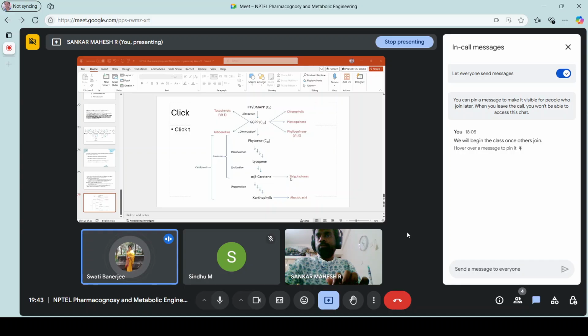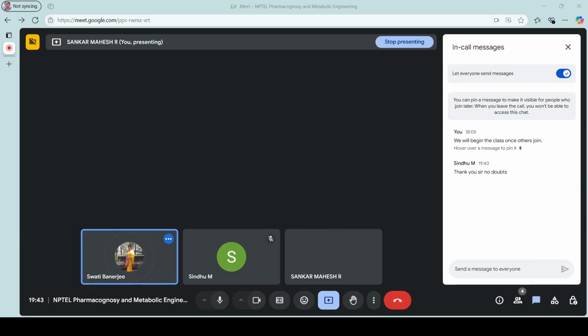Can you show the first few questions? Sure. Yeah. So this is the first question, which talks about the oxygenated derivative. This is the first question. Oxygenated violaxanthin. Yes. Yeah, I was there.